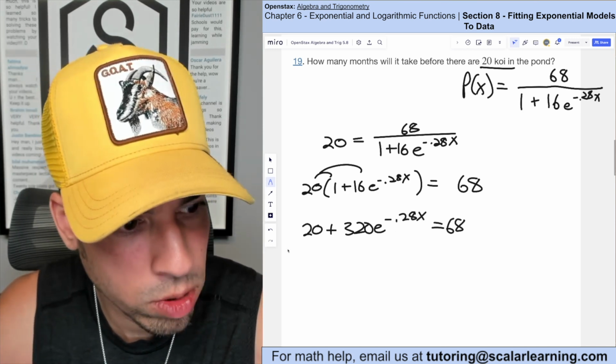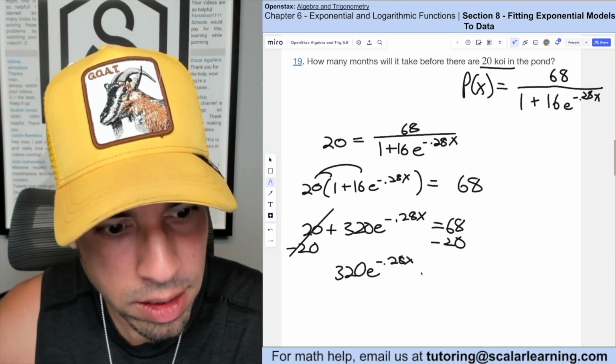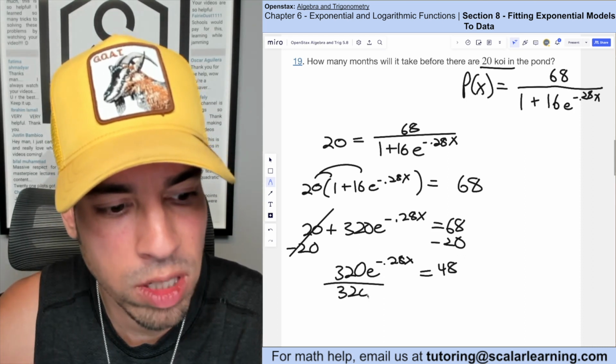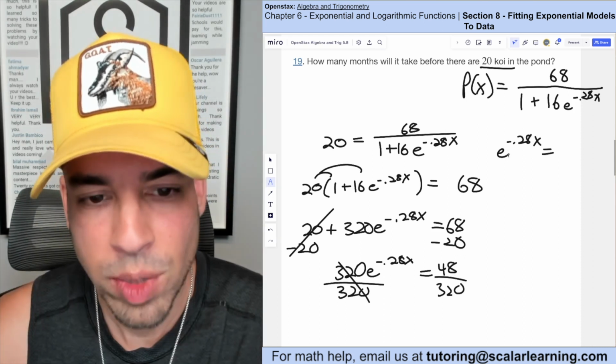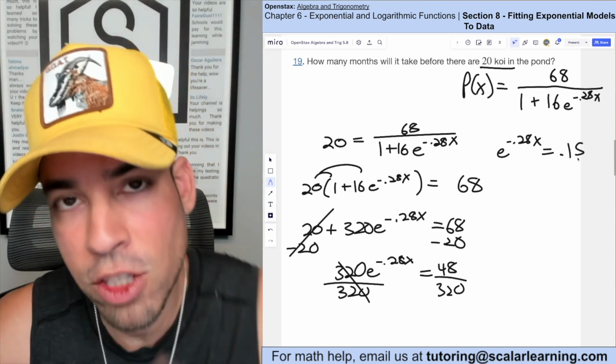Then we're going to subtract both sides by 20. And that gives me 320 e to the negative 0.28x equals 68 minus 20, which is 48. Last but not least, divide both sides by 320, like so. And we get e to the negative 0.28x equals, and that simplifies to 0.15. And I shouldn't have said last but not least.